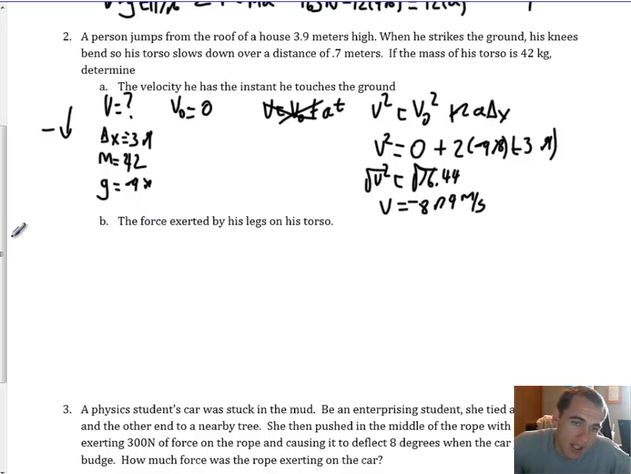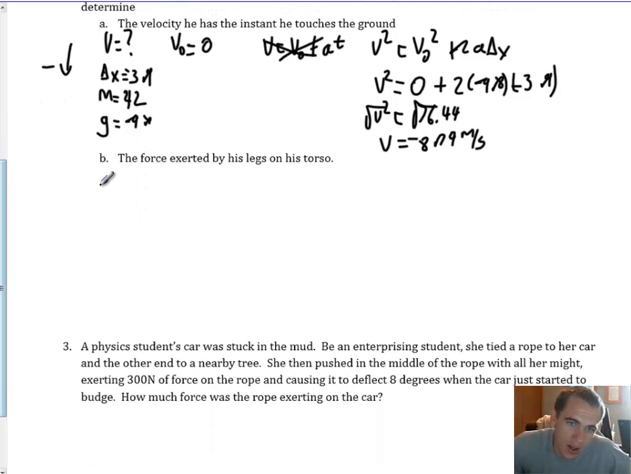The force exerted by his legs on his torso. Okay, so now I'm looking for a force. F equals what? Anytime I'm looking for a force, I need a picture. So this is the force exerted by his legs on his torso. So this is after he lands, after he hits the ground.